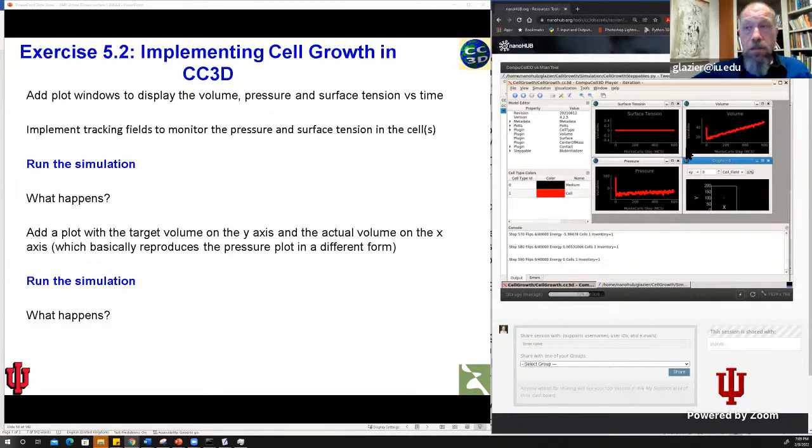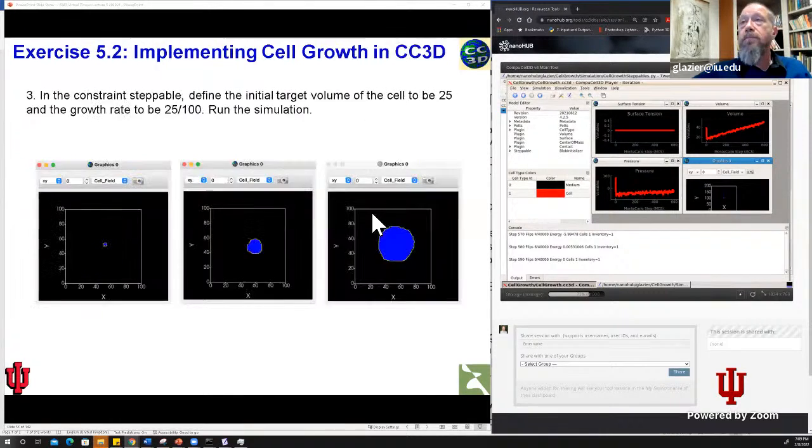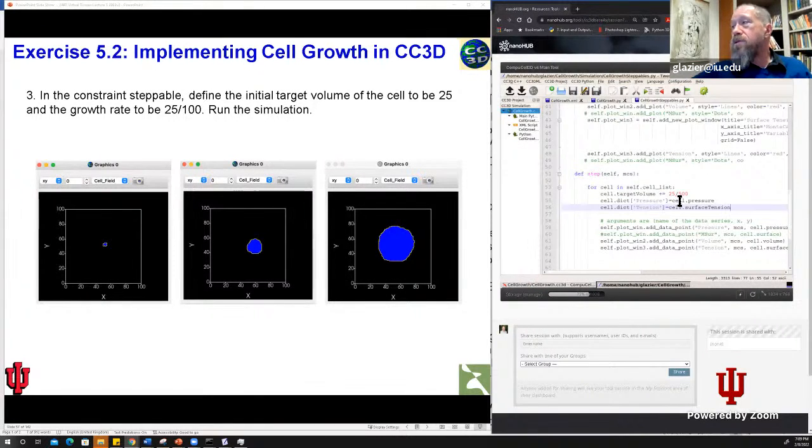Okay, any questions about that so far? Does everybody get it? Does somebody need help with that? So we see the cell grow. In fact, the growth rate I picked was very slow. Let me pick a faster growth rate so that I don't have to wait forever for things to happen.